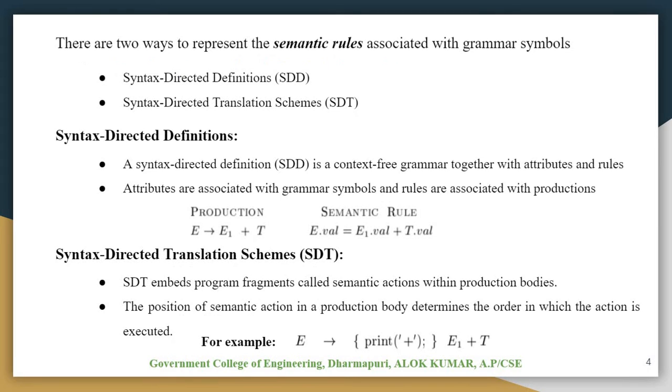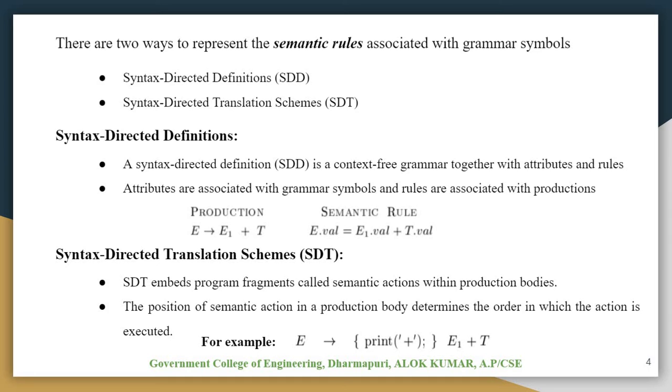Okay, so here we can say there are two ways to represent the semantic rules associated with grammar symbols. First, syntax directed definitions, SDD, and the second one is syntax directed translation schemes, SDT. In this lecture we will see SDD. Next lecture we will see SDT also.